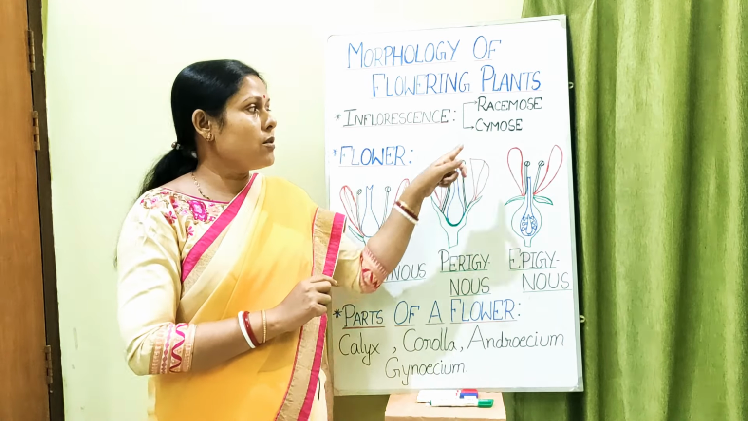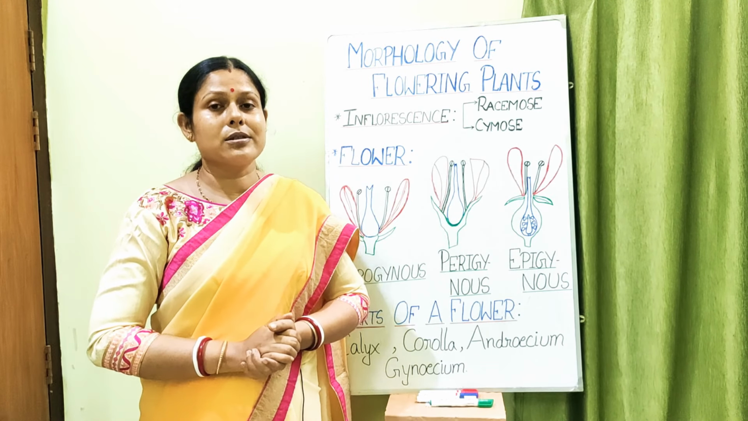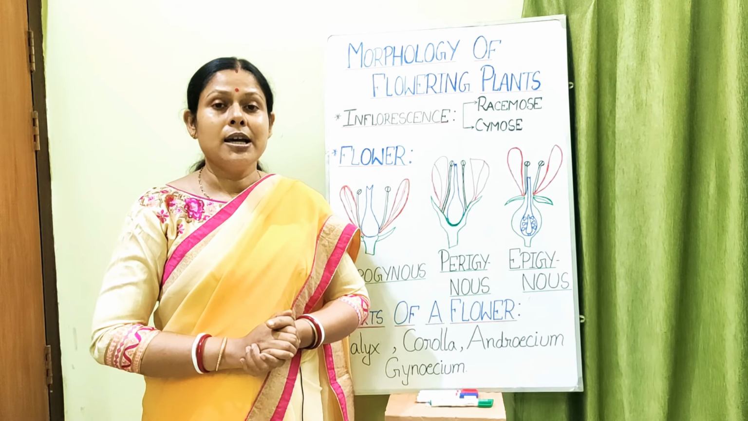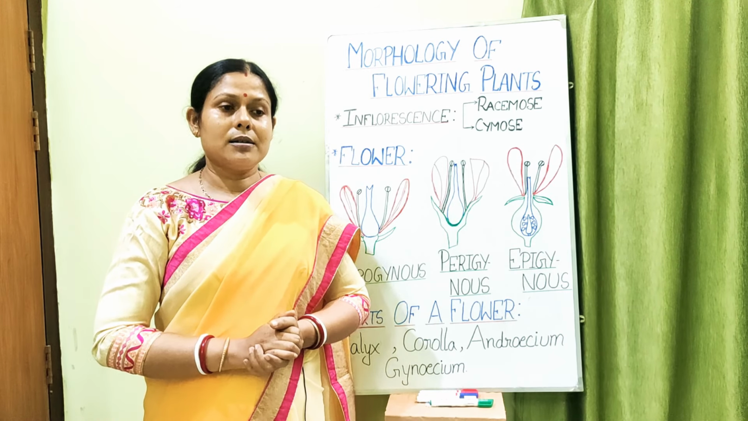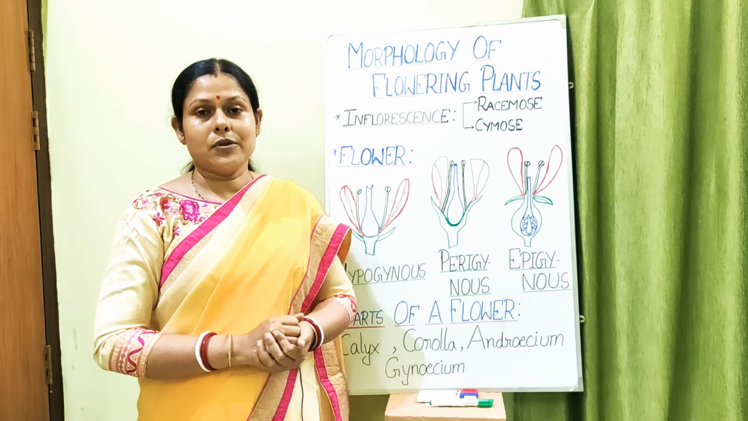In which plant can we see this type of inflorescence? We can see it in a plant called dianthus. Now dianthus is a seasonal flower. It grows during the winter in clusters. It's a herbaceous plant, but it shows the cymose type of inflorescence.